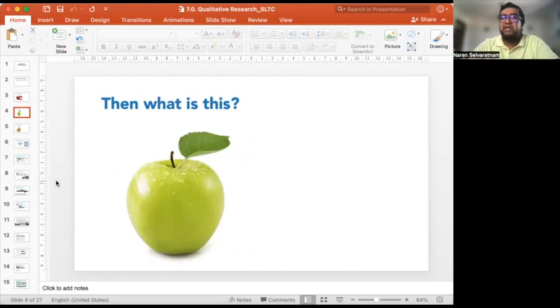But how do I know this is an apple? This is my subjective experience I'm talking about. In quantitative research, we want to do things objectively. That's why we give questionnaires. These questionnaires are very reliable. We get data, we analyze them. But qualitative research is not like that. I want to know your experience. How do you know that this is an apple?